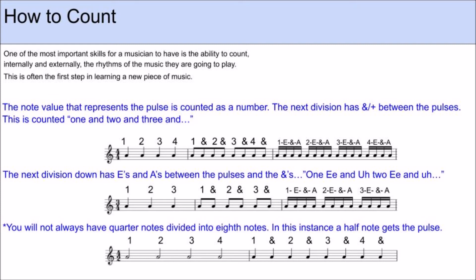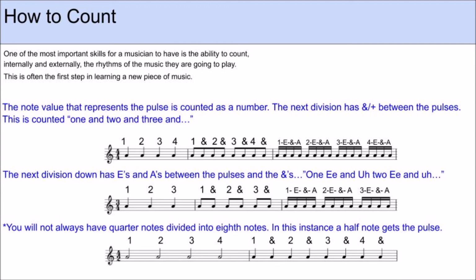The note value that represents the pulse, or the bottom number of the time signature, is counted with the numbers of the measure. So in a measure of 4/4, the bottom number says 4. So the quarter note is going to get the numerical representation of each beat in the measure. 1, 2, 3, 4. As we divide that down to its next subdivision, eighth notes, those main pulses of 1, 2, 3, 4 stay the same.